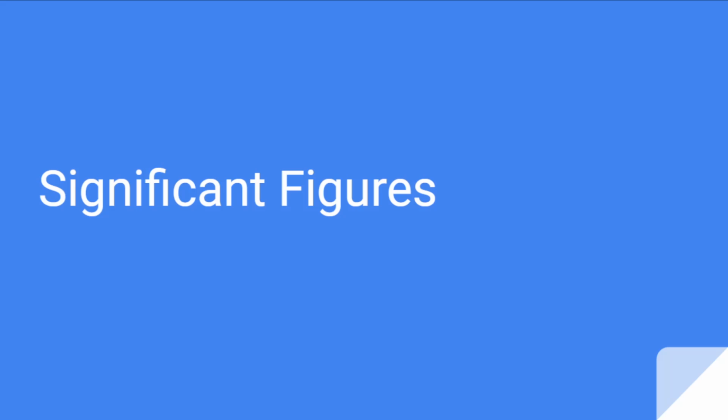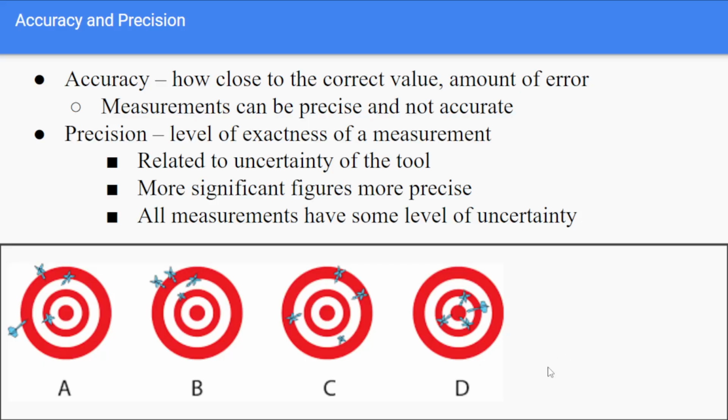In this video, we'll discuss how to count the number of significant figures in a measurement. Measurements can be described in terms of accuracy and precision. Accuracy is how close to the correct value the measurement is, or the amount of error that occurred, and precision is the level of exactness of that measurement, and it's related to the uncertainty of the tool.